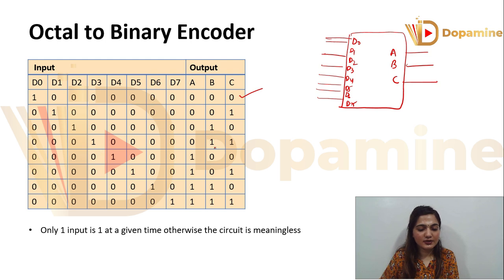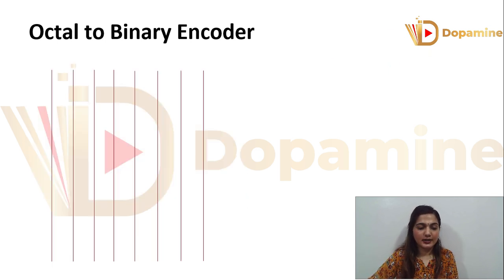D3 is 1 which is represented as 011, D4 is 1 as 100, D5 is 1 as 101, D6 is 1 as 110 and D7 is 1 as 111. So only one input is 1 at a given time, otherwise the circuit is meaningless. It will become the priority encoder then. Now coming to the line encoder. So octal to binary line encoder.